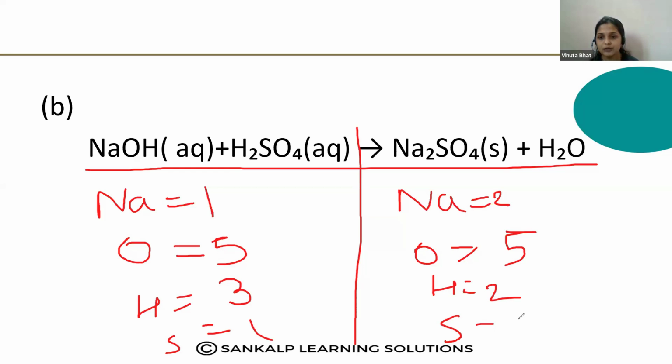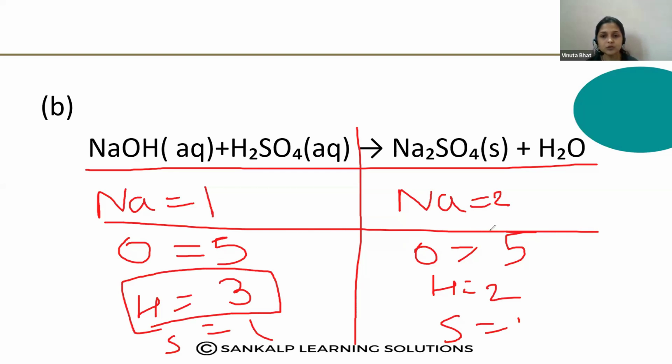So here, it is not a balanced chemical reaction because sodium is not balanced, and the remaining sulfur is balanced, but hydrogen is not balanced. So we have to balance this reaction. Let's start with the hydrogen, or you can start balancing with the sodium.